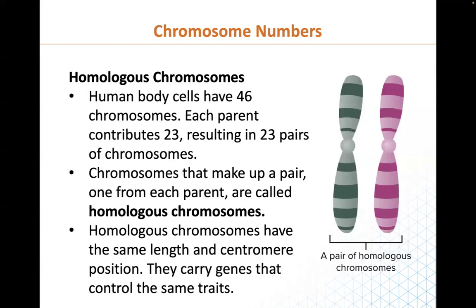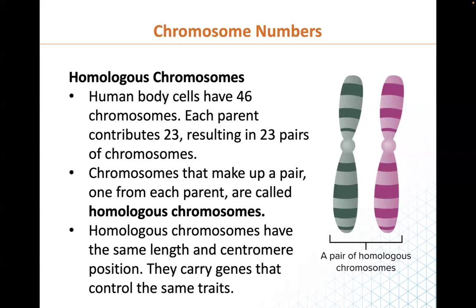So let's talk about the chromosome number. Homologous chromosomes: in the human body, cells have 46 chromosomes. Each parent contributes 23, resulting in 23 pairs of chromosomes. The chromosomes that make up a pair, one from each parent, are called homologous chromosomes.